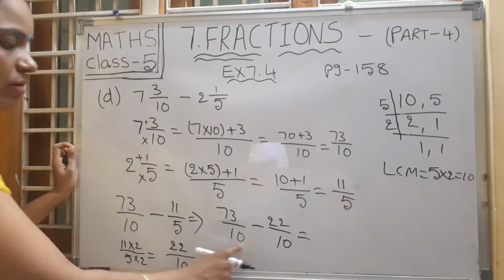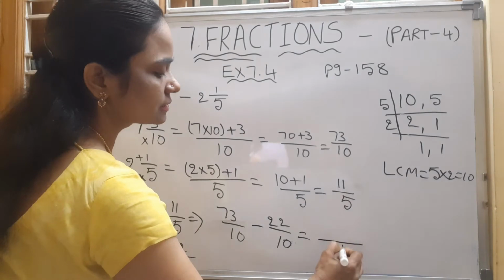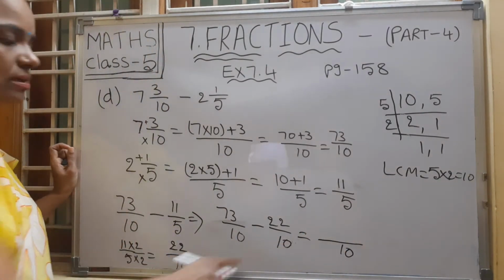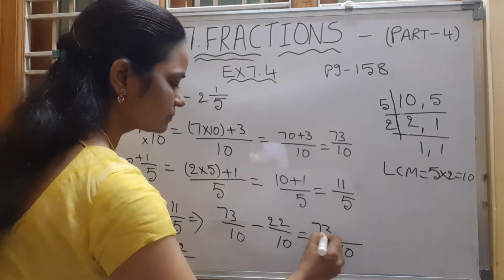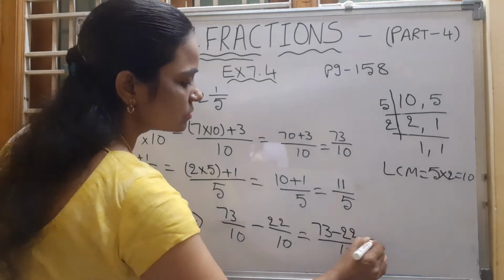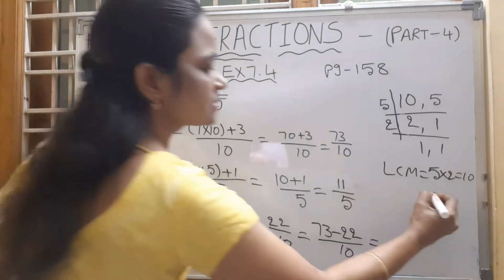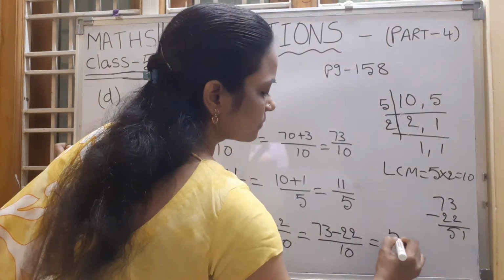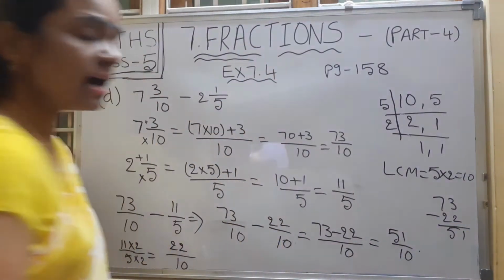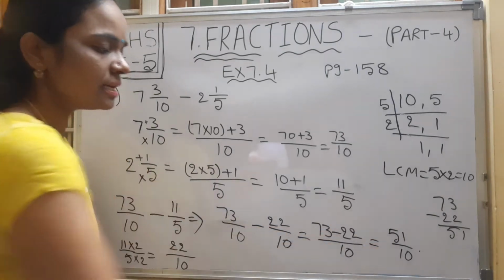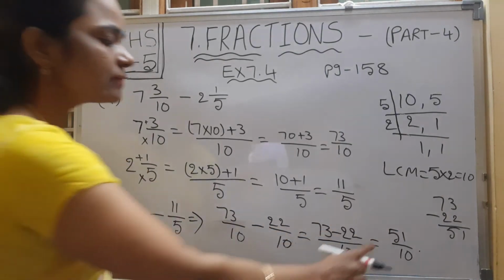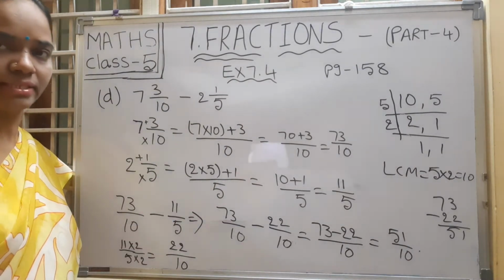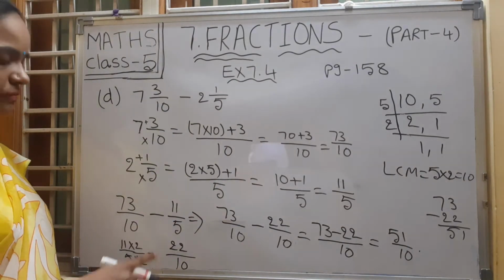Okay children, now the denominators are the same. Means these are like fractions now because the denominators are the same. Now take the common denominator and take subtraction. 73 minus 22, how much? Yes, I am taking here 73 minus 22. 51. 51 by 10 is the answer. So this is the final form of the fraction. Furthermore, we can't simplify it. So in this way we will do the subtraction of fractions.